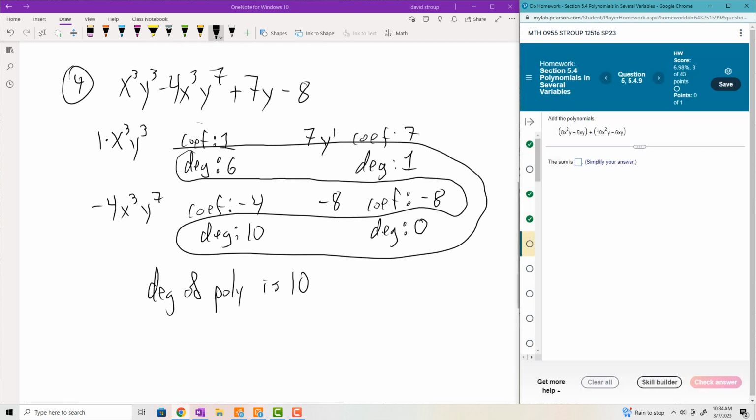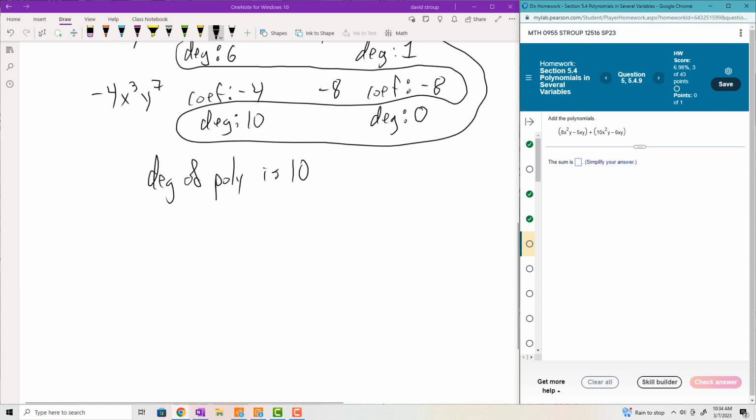All right, now we're on to adding and subtracting polynomials again. It works the same way as before. So to add polynomials, you're just going to drop the parentheses and combine like terms.